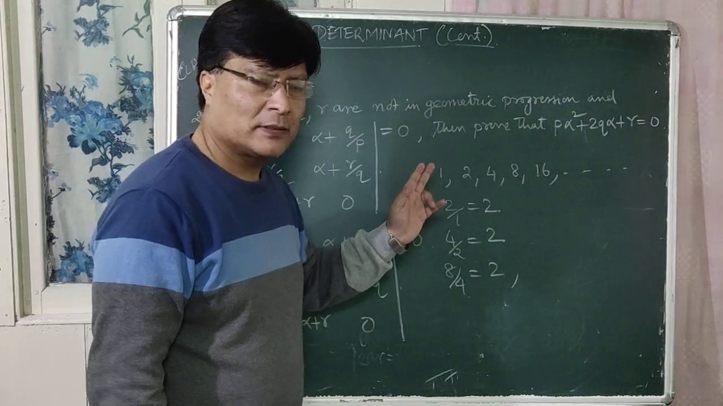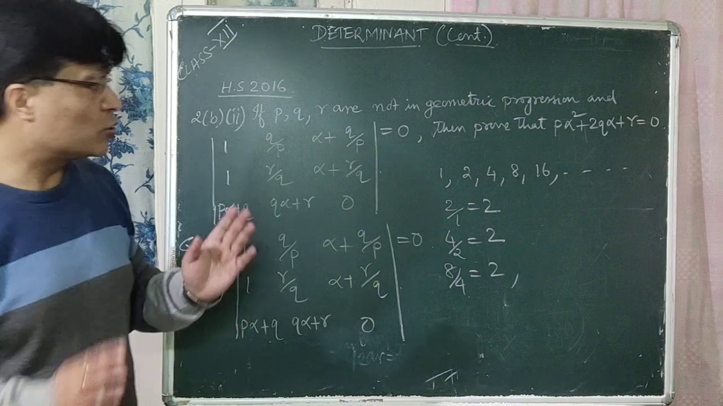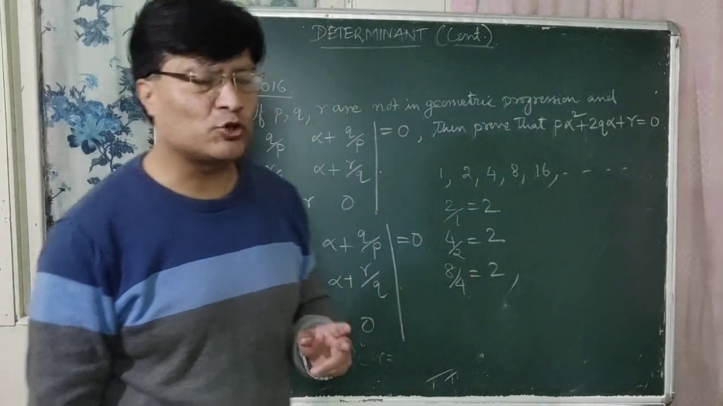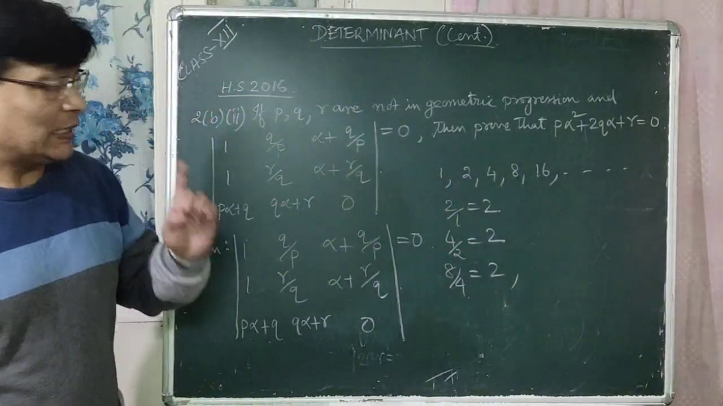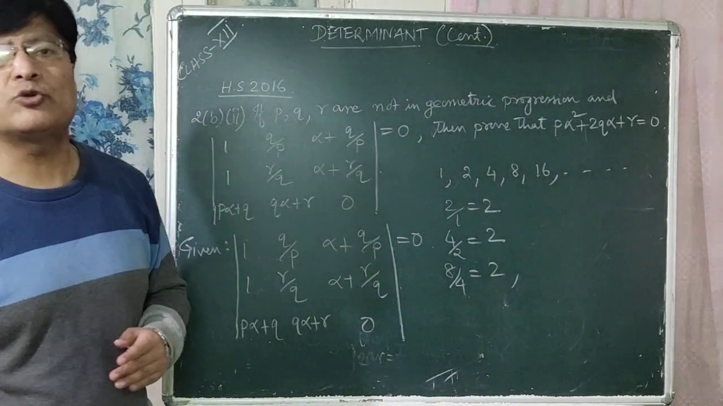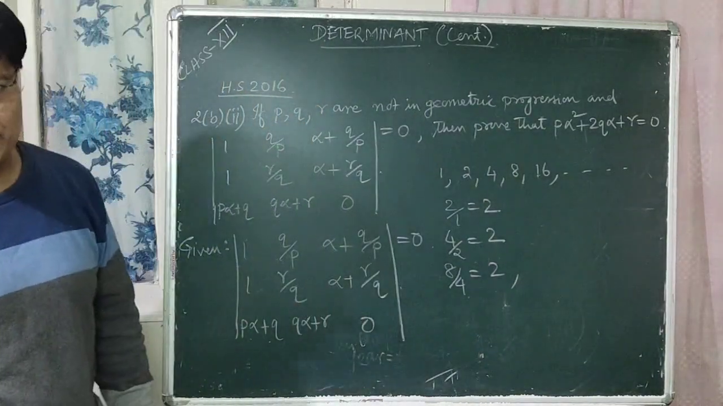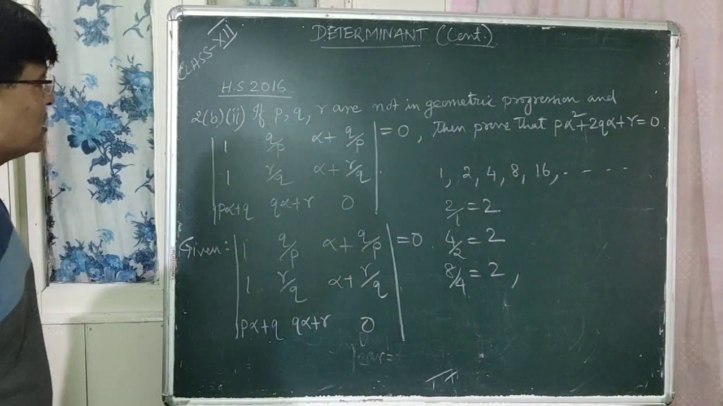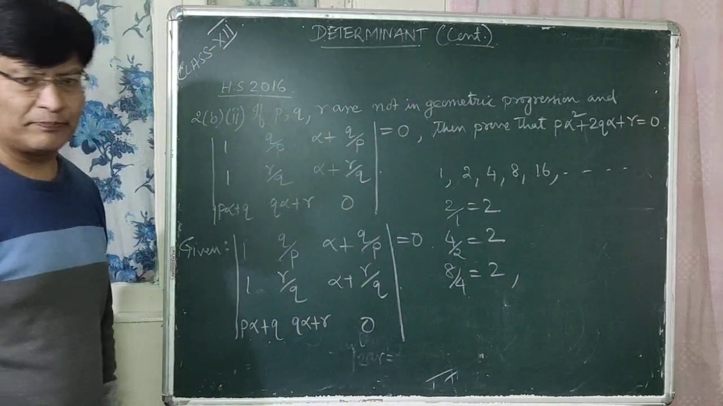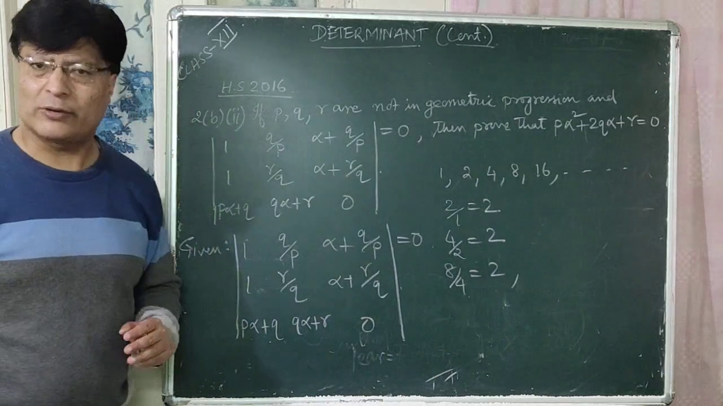So, this type of series is known as geometric progression, right? So, what is the definition of geometric progression? A series of quantities are said to be in geometric progression if the ratio between the succeeding and the preceding term is the same throughout the series, and that series is known as what? Geometric progression. But in the question it is given that this P, Q, R are not in geometric progression. These three terms P, Q, R are not in geometric progression.